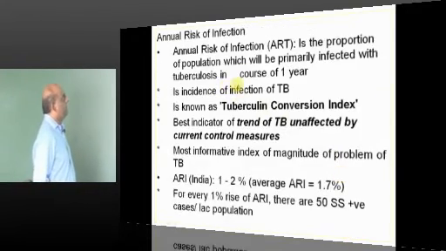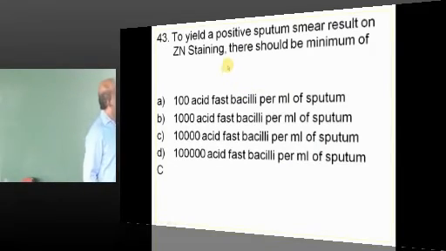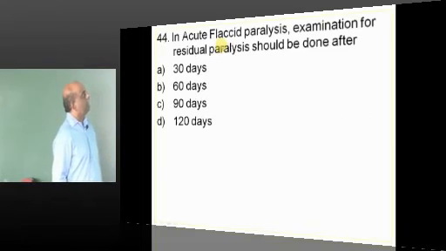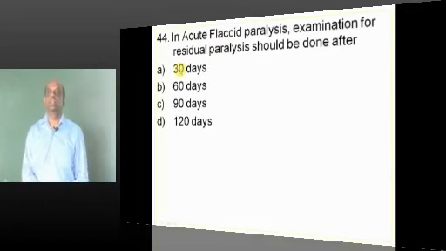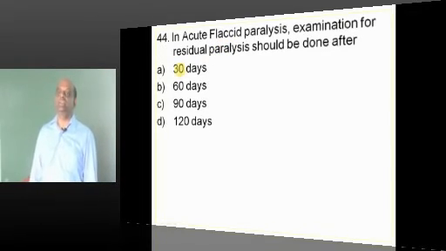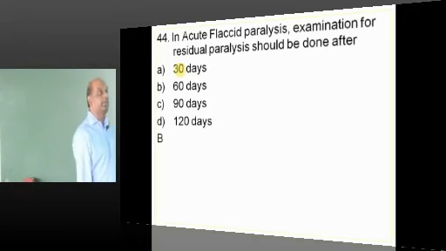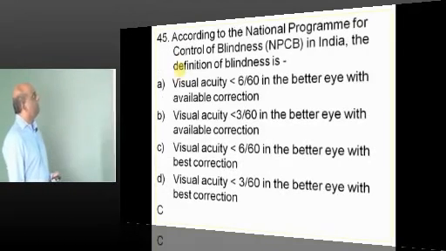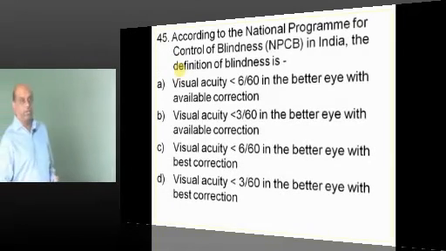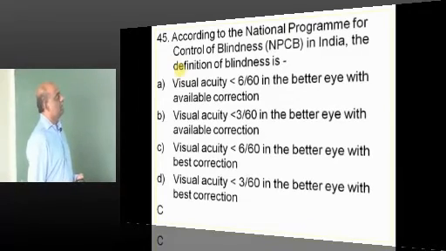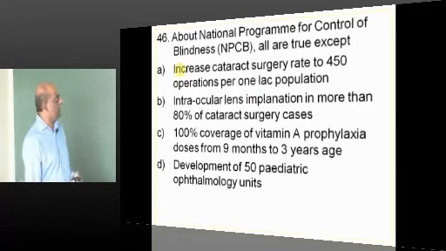Now, how many days will you wait for residual paralysis? 60. Whoever holds the mic has to tell the answer. 60 days. Beautiful. And control of blindness? Less than 6 by 60.